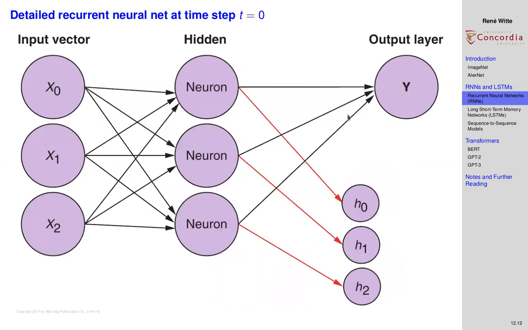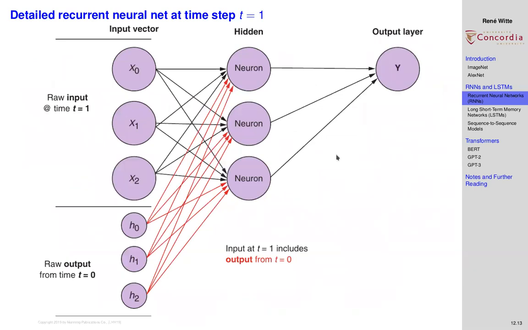So at a single time step t equals 0, you can visualize it like this. We have our input vector. The input vector goes into the hidden layer. And then for each neuron in the hidden layer, we memorize the output. We keep track of it. And in the next step in time, we feed in the next input into the hidden layer, and now also the output from the hidden layer at time step equals 0. So it's like another set of inputs that goes into the hidden layer.